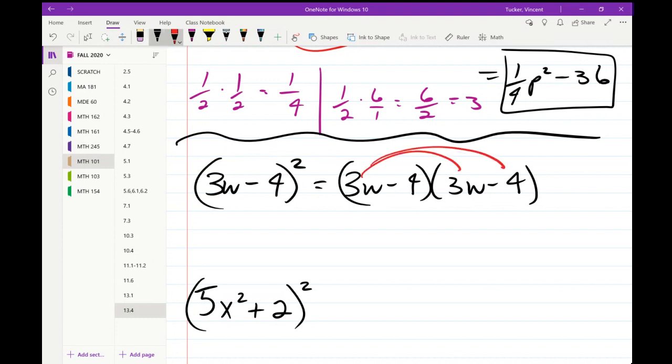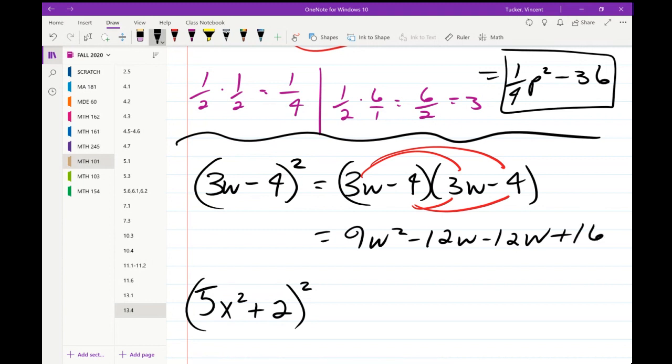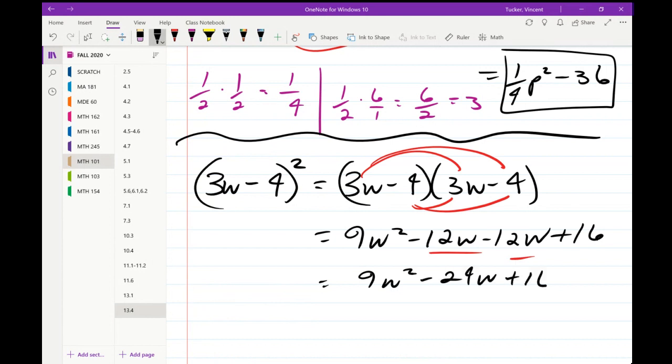Distribute the 3w. That'd be 9w squared minus 12w, minus 12w plus 16. Combine your like terms. 9w squared minus 24w plus 16.